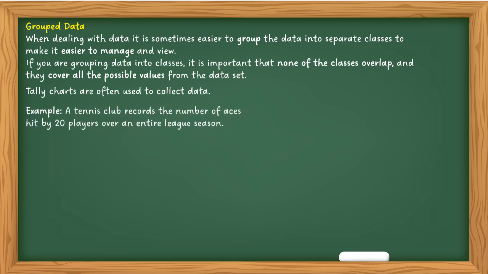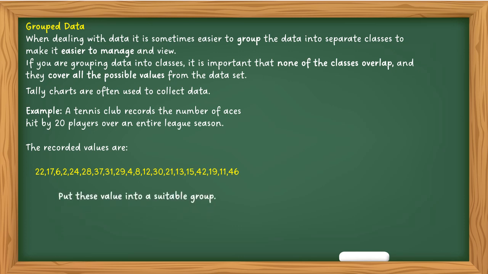Now, here's an example. A tennis club records the number of aces hit by 20 players over an entire league season. Now, the recorded values are, and this is your data, this is called your raw data. Now, you may want to take that information and present it to a room full of people, could be professional. So you wouldn't just stand up there and talk about these numbers because it wouldn't mean much. So you want to present it in a more aesthetic way.